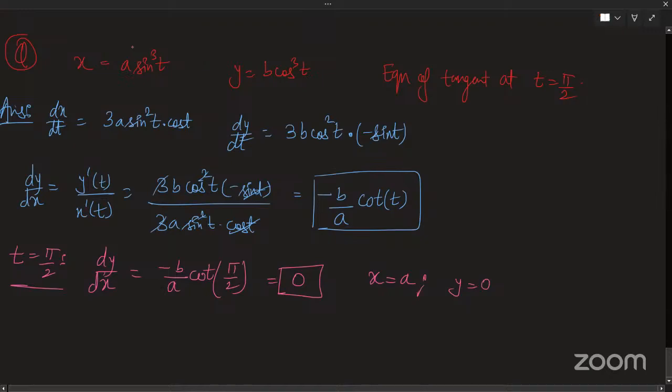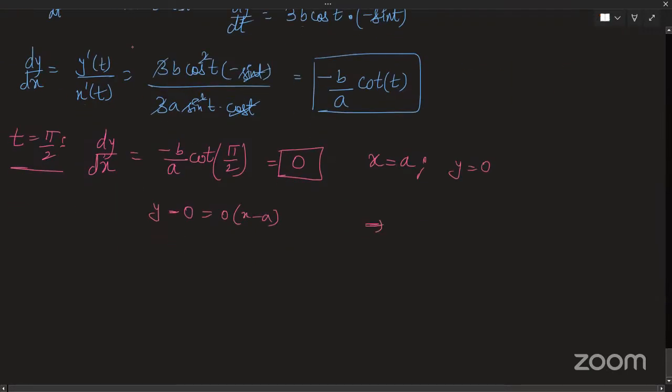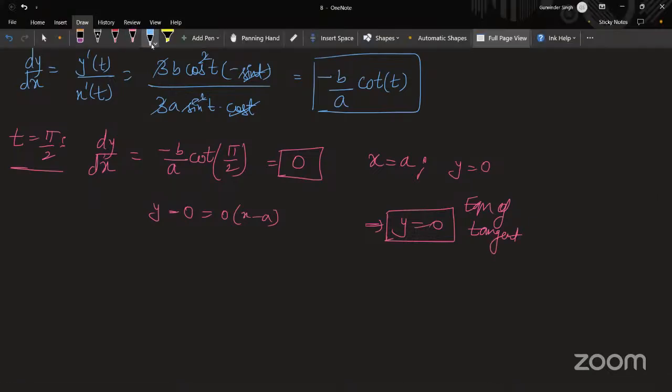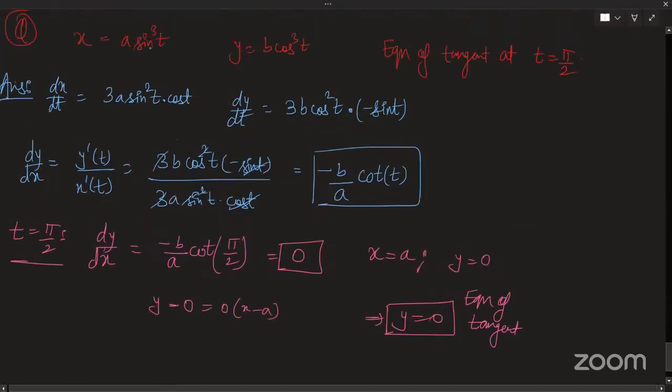So what I will do is again y minus y naught is equal to 0 times of x minus a. So obviously I'll just directly get my answer. Y is equal to 0. So y is equal to 0 is my equation of tangent at t is equal to pi by 2.